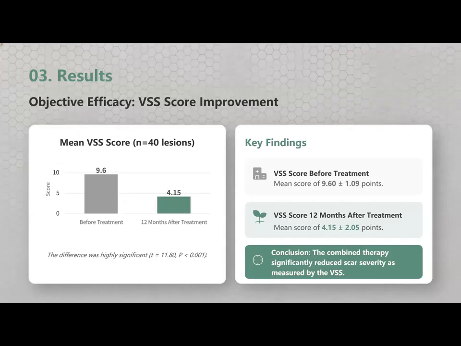Objectively, a notable improvement was observed. The mean VSS score decreased from 9.6 prior to treatment to 4.15 at 12 months follow-up. This difference was statistically highly significant, with a p-value of less than 0.01, suggesting the efficacy of the therapy.